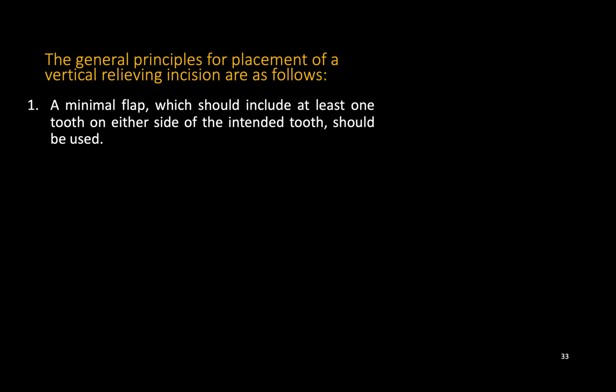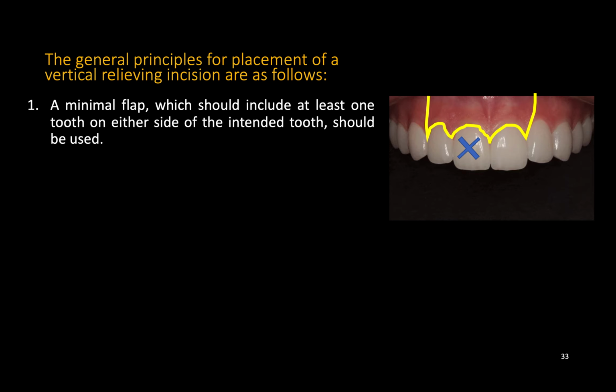Okay, first one: the aim of the flap is to provide access to the diseased tissue. So, a minimal flap should include one tooth mesial and one tooth distal to the intended tooth. So if, for example, we decide to do a periapical surgery for the maxillary right central incisor, our flap should extend one tooth mesial and one tooth distal to the tooth we're operating on, okay, to provide enough access to the surgical field.